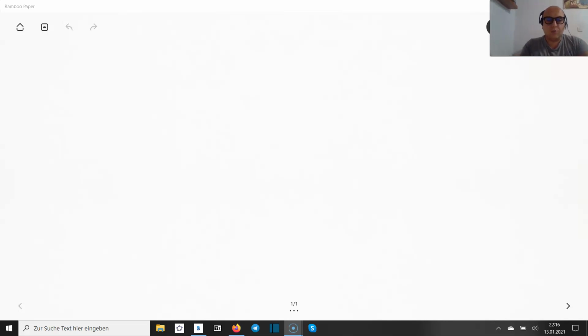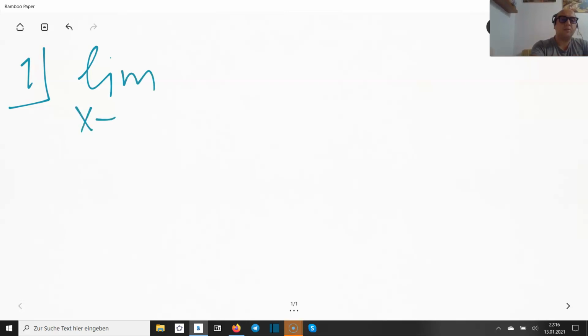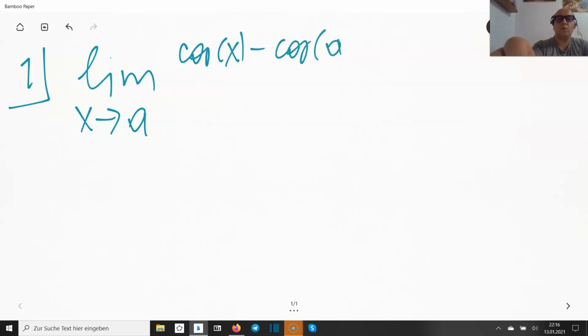Today I would like to prove three more limits. They are just about sine of x divided by x or something comparable to this. So let's start with the first one, where we are computing the limit x towards a of cosine of x minus cosine of a, divided over x minus a.